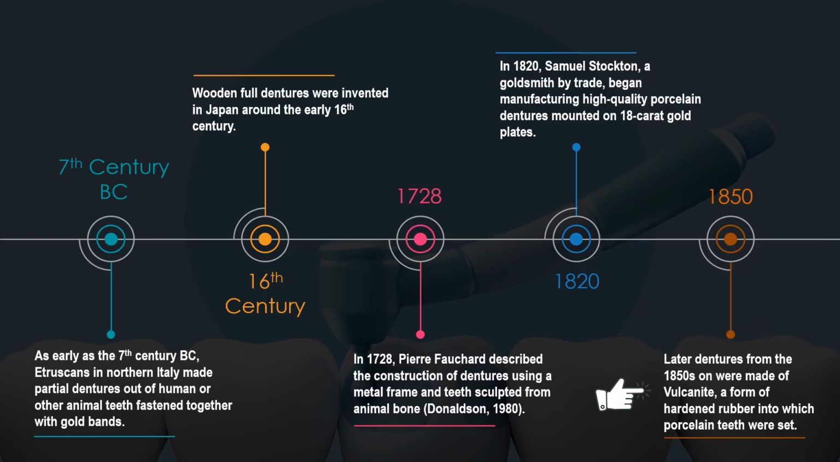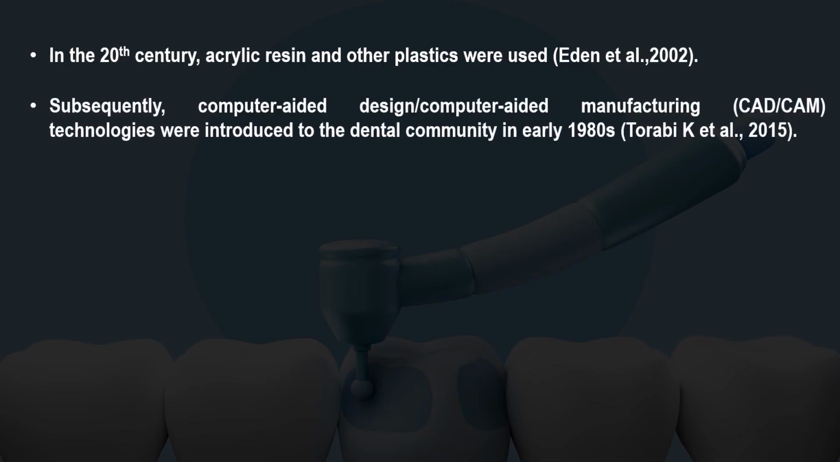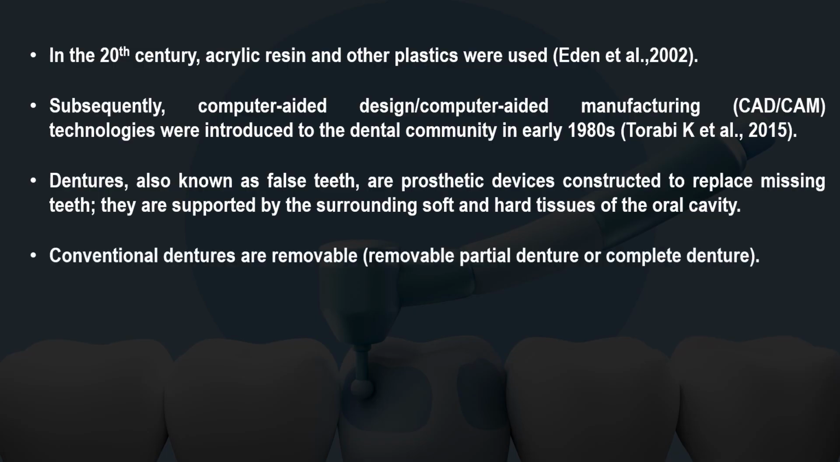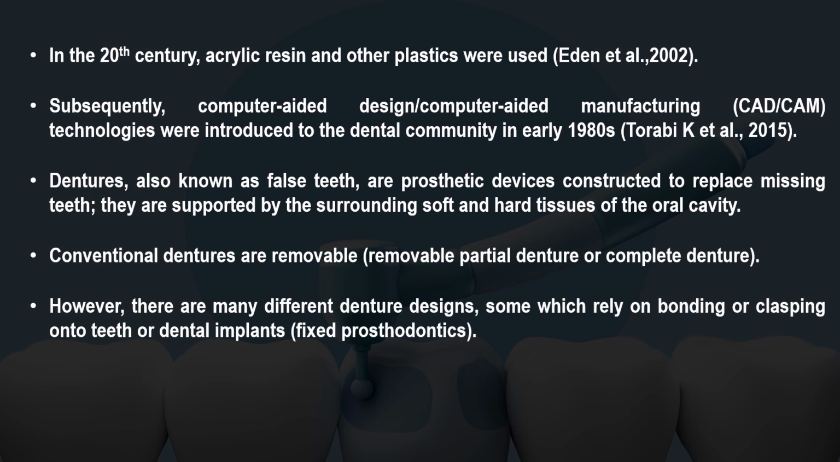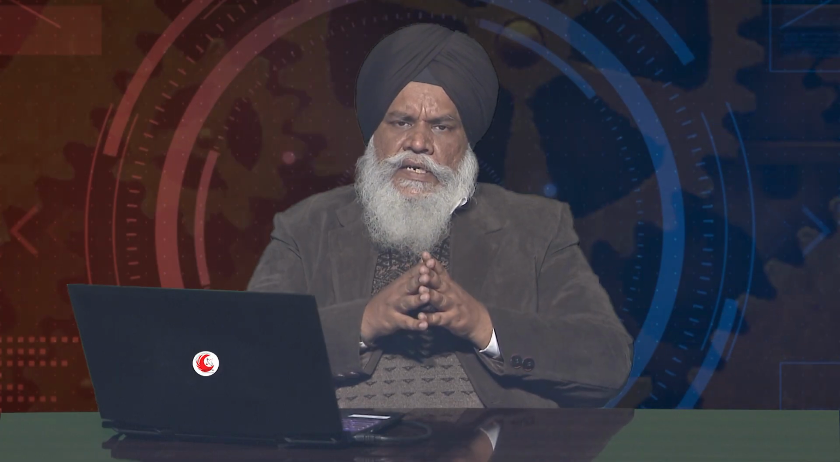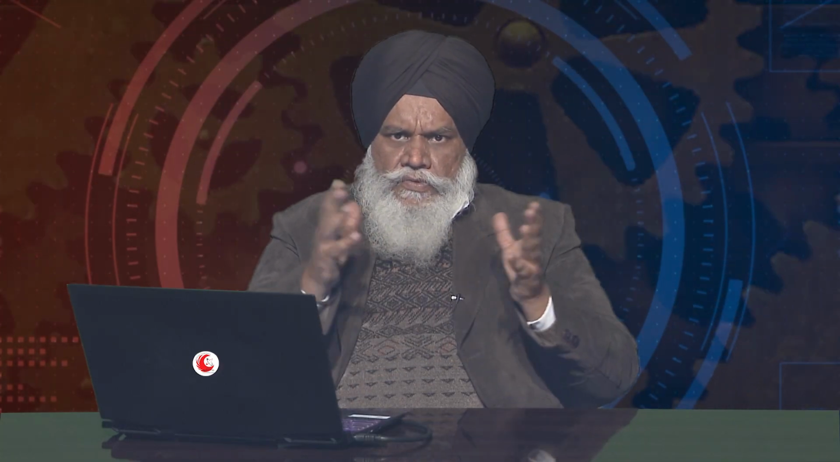Then in the 20th century, people reported the use of thermoplastic material along with different acrylics and resins for the development of dentures. Nowadays, after the 80s, with the development of CAD CAM, people have used this technology for the development of dentures. So if I see the story behind the denture, it is mainly divided into two types.